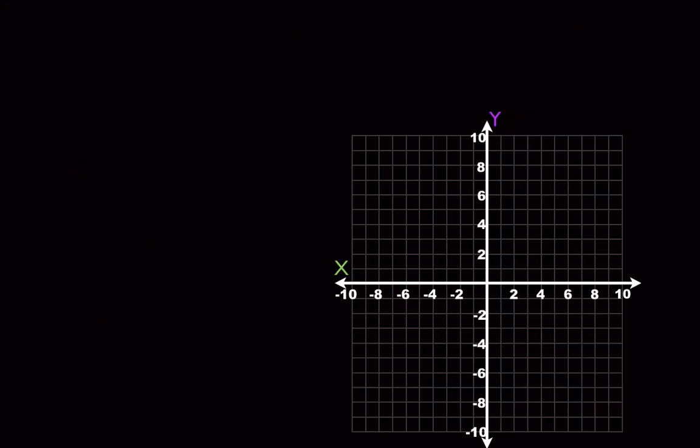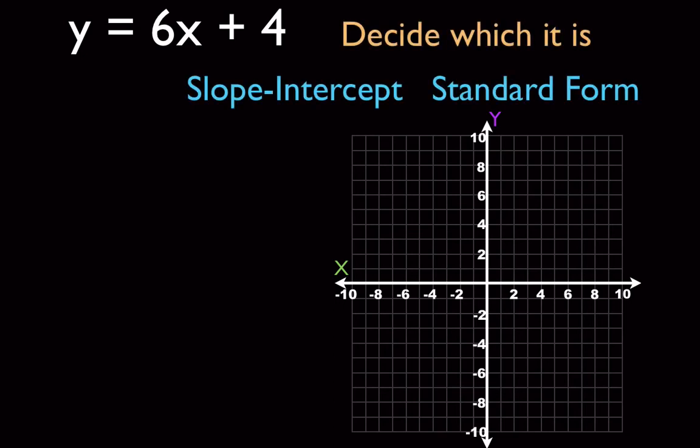All right, so we're going to try some examples. What you're going to do is start off with the problem, and the first thing you're going to do on your paper is decide whether it's slope-intercept or standard form. So go ahead and pause the video and decide.